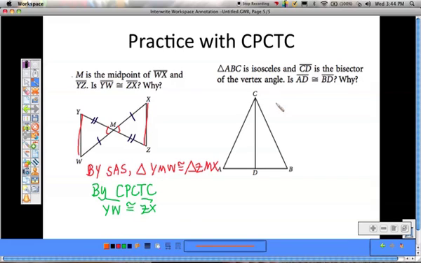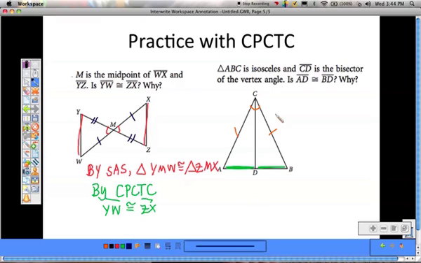Let's do the next one. ABC is isosceles and CD is the bisector of the vertex angle. So it means C is the vertex angle, it's the bisector, so it cuts this in half. These two sides are the same. Is AD congruent to BD and why?